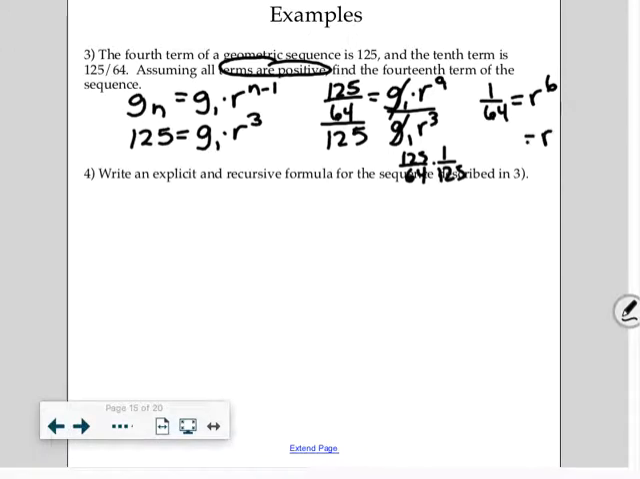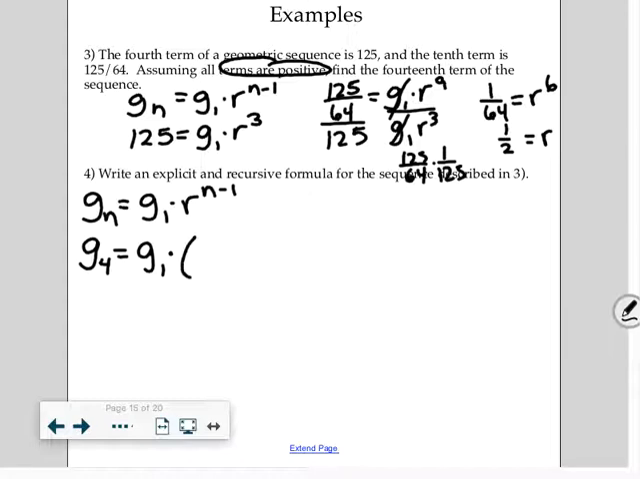So what's the 6th root of 1 over 64? Yeah, 1 over 2, or 1 half. Okay, so now I know r, but I'm trying to find the 14th term. So I didn't leave enough space, but I think we have enough space below. So let's keep going here. And if I go back to my explicit formula, I'm going to pick, let's say this one, the fourth term. So g sub 4 is g sub 1 times 1 half to the 3rd power. Okay, if I'm doing g sub 4, and that's 125.